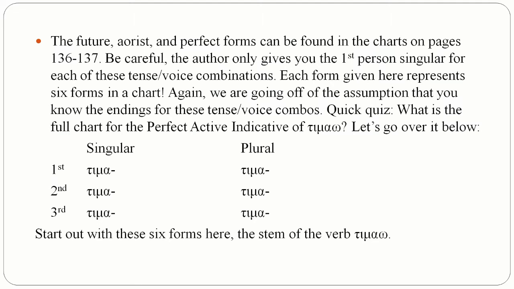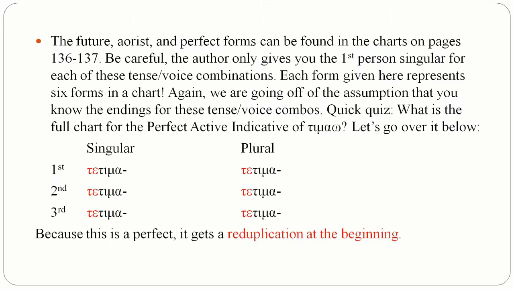What do we do next? All right, because this is a perfect tense, what do we start out with? Because this is a perfect, it gets a reduplication at the beginning of each form. If you remember how to do reduplication, timao begins with a tau, which is a consonant. So just put that same consonant at the beginning. Put the tau at the beginning, join it up with an epsilon. And so we get the reduplication at the beginning of each form.